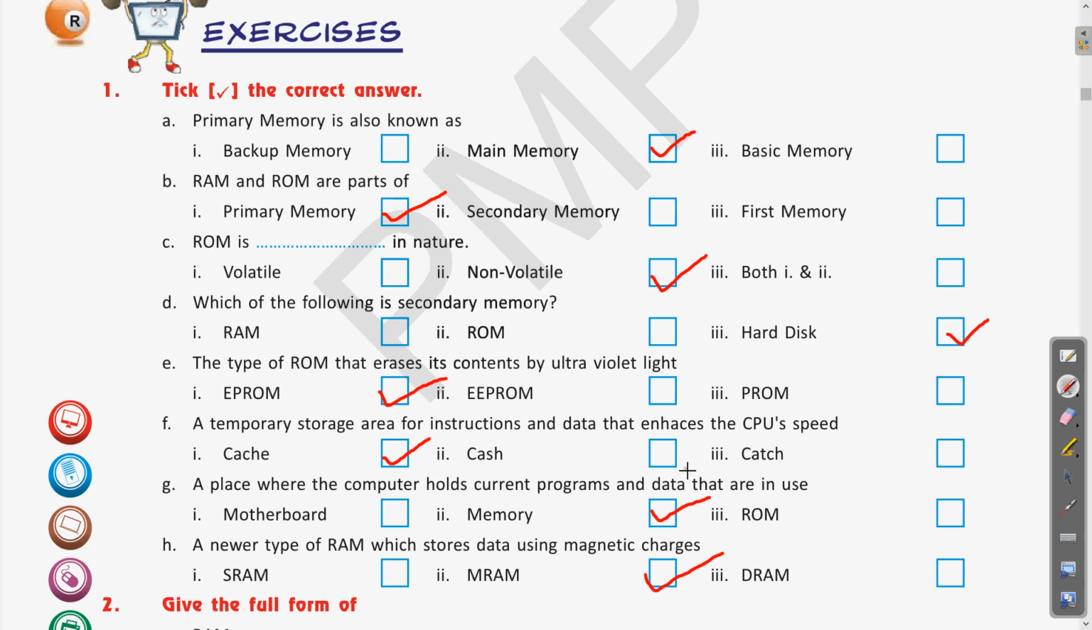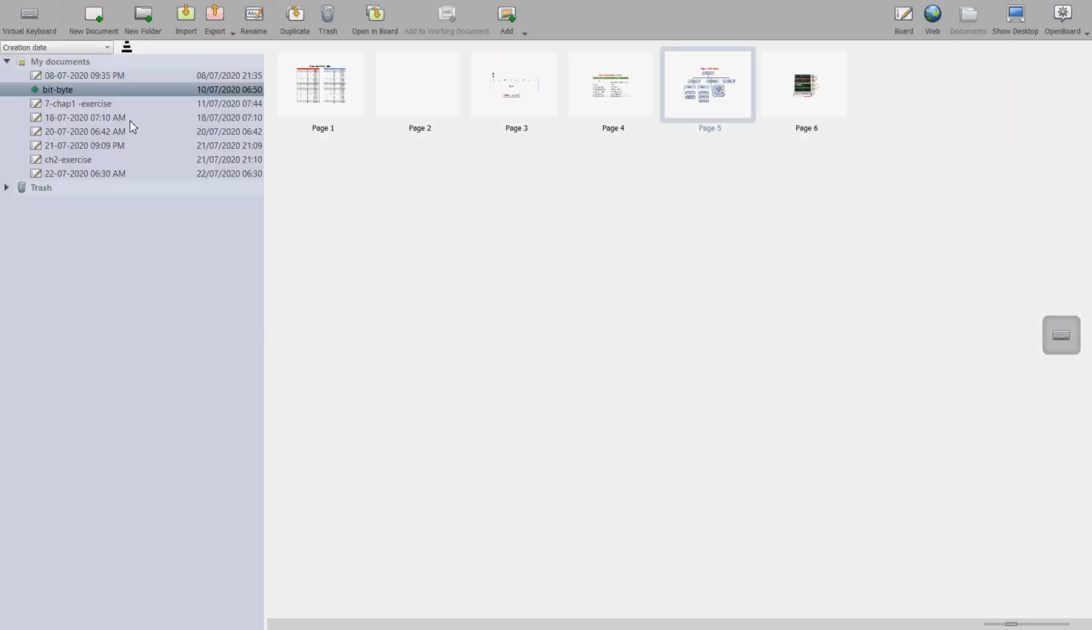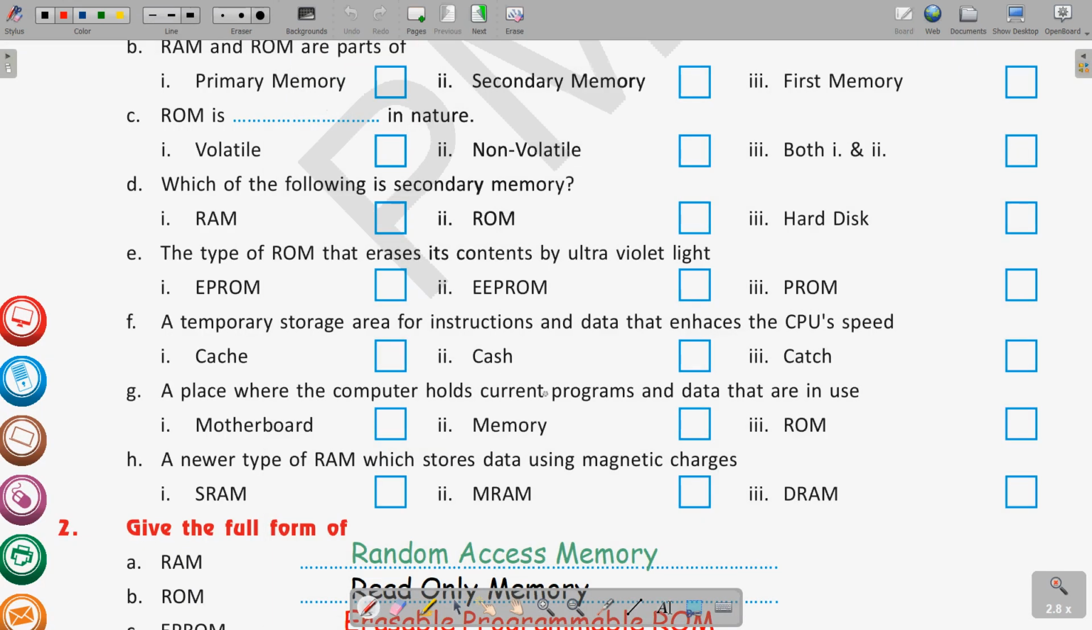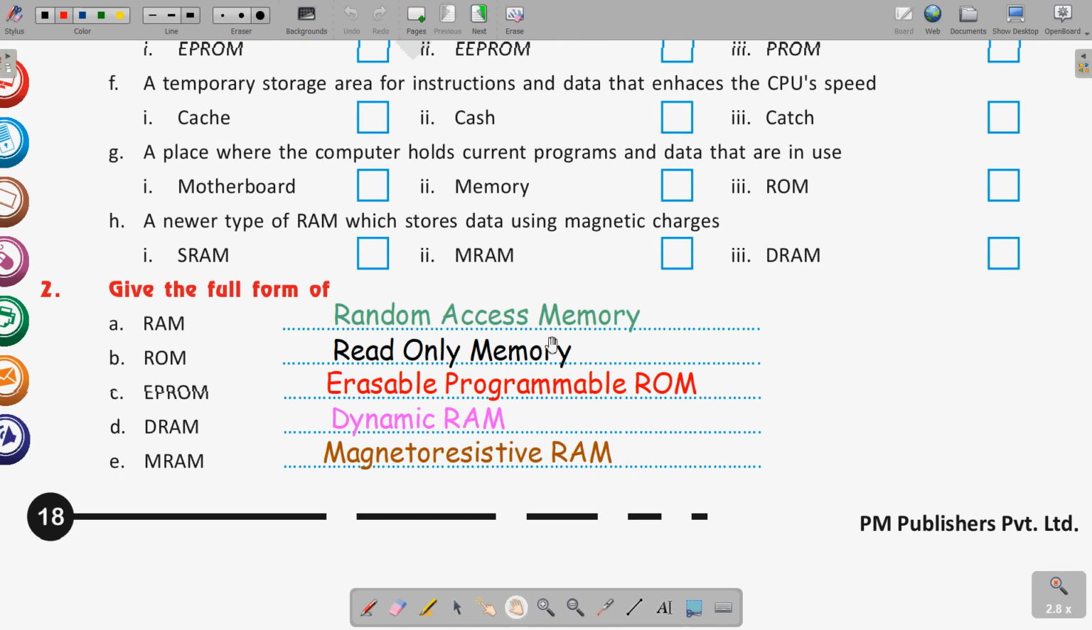Now move to question 2, that is the full form questions. So I hope many of you have done it also. Let us see the full form questions now. Okay, so coming to the full form questions. So here we are. Let us move to question number 2. I have already written it for you. You can easily see here. Let us see one by one.